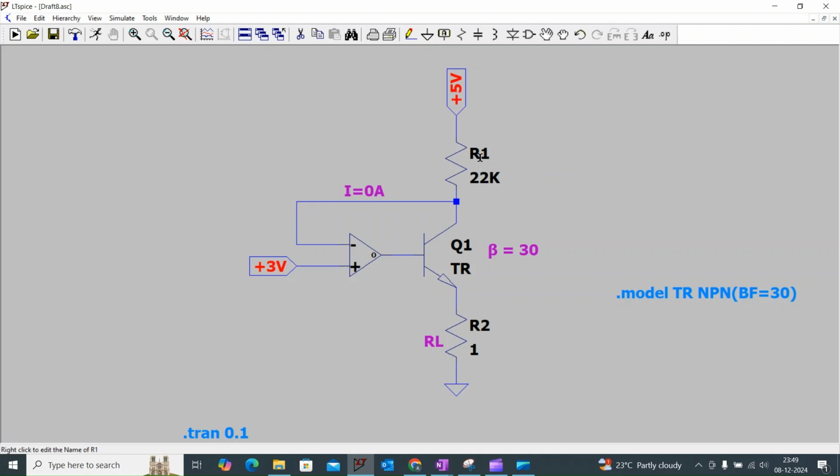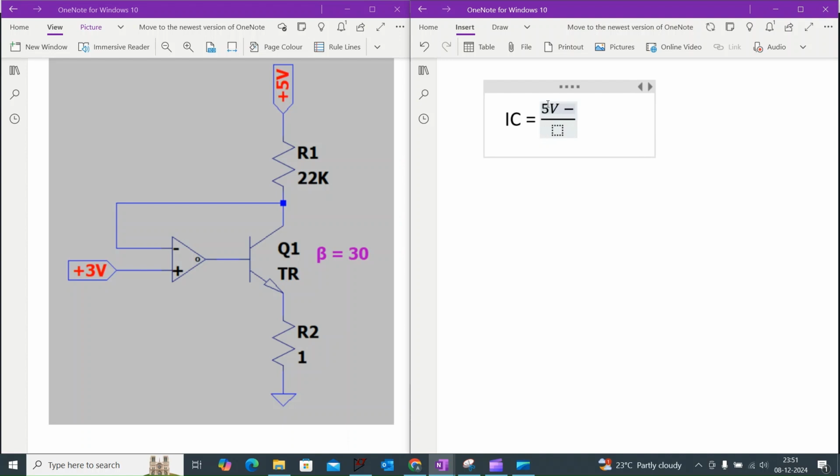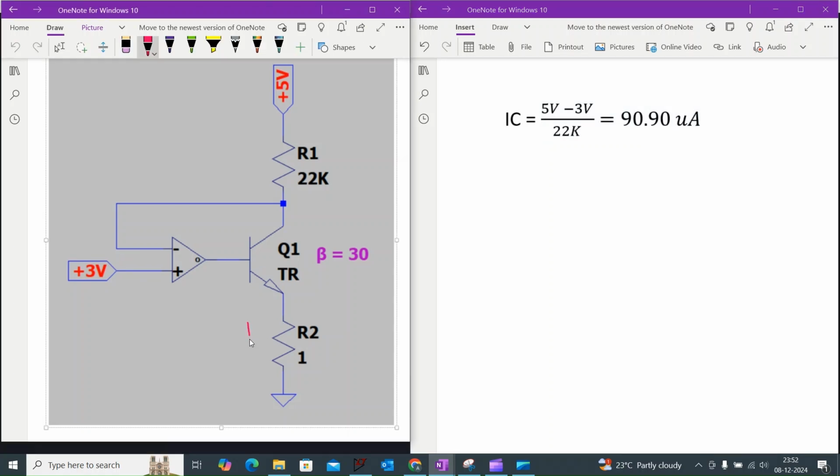So whatever current appears across the 22 kilo ohm resistor will appear at the collector terminal. And we can say the collector current IC is equal to 5 volt minus 3 volt divided by 22 kilo ohm, which is equal to 90.90 microamps. And here the load current IL is equal to the emitter current.